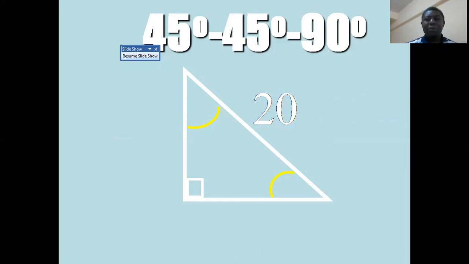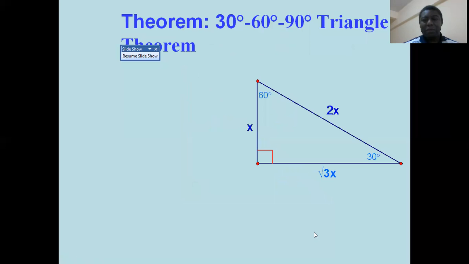All right, so if you paused the video and looked for the legs, because here we have the hypotenuse, it will be 20. 20 is equal to square root of 2 times x, right? Then you look for the value of x, and you will find it is 10 times the square root of 2.